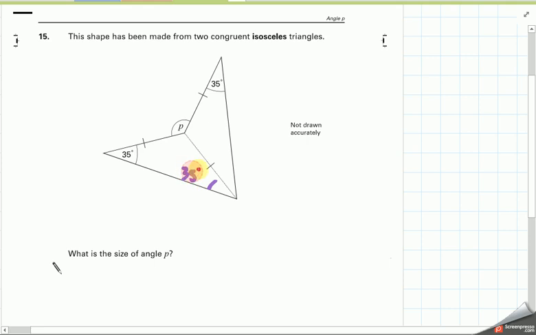So there's 2 35s. If you add them, it's going to be 70. And 180 minus 70 is going to be 110. So 110 on both of them. So what must they all be? 140. So 110 plus 110. This is angles round a point.